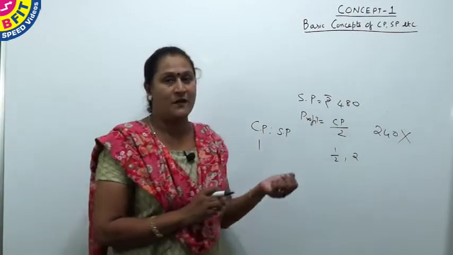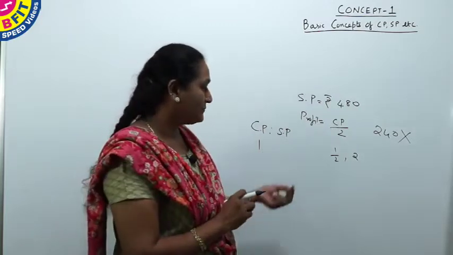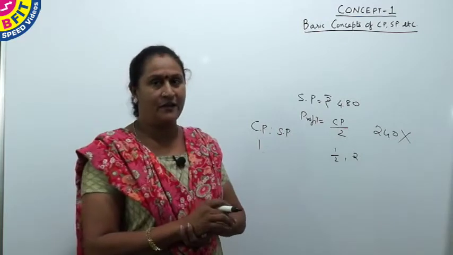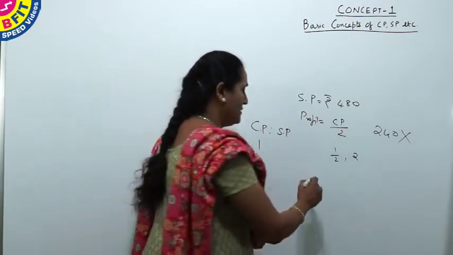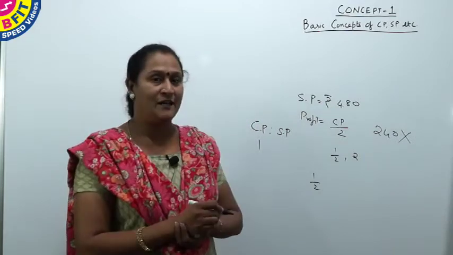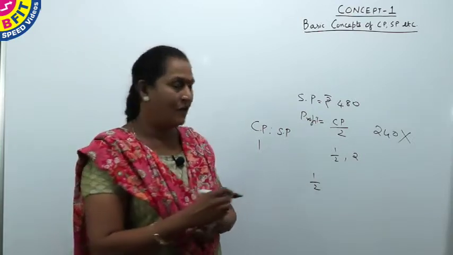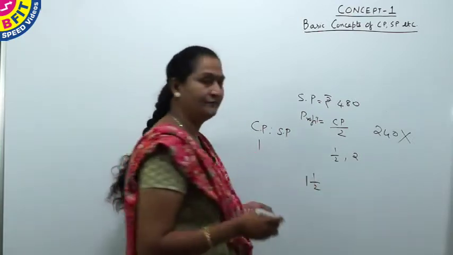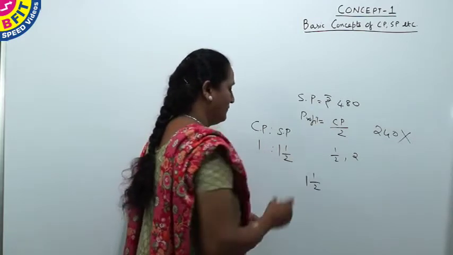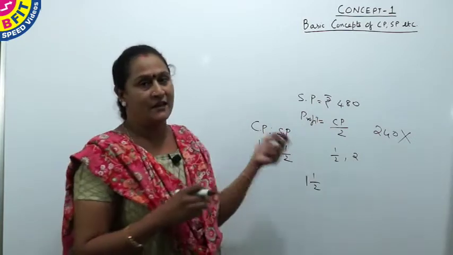So here the cost price is 1 rupee, and when you assume that the cost price is 1, what is the profit? Profit is half of 1 rupee. It is 50 paise. And now what will be the selling price? Half added to 1 is the selling price, that is 150 paise or 1.5. So now the selling price is 1.5. So half of the cost added to the cost price, we get the selling price.